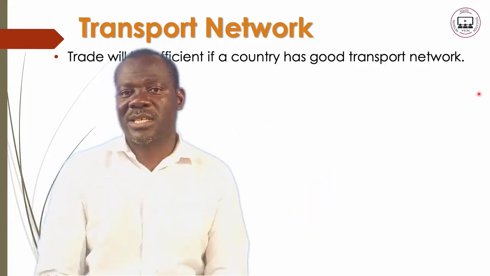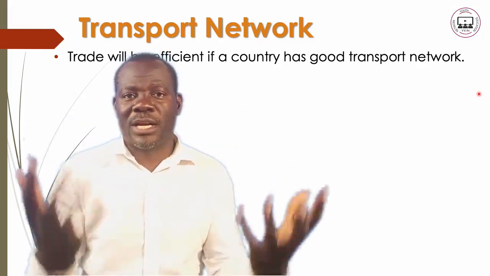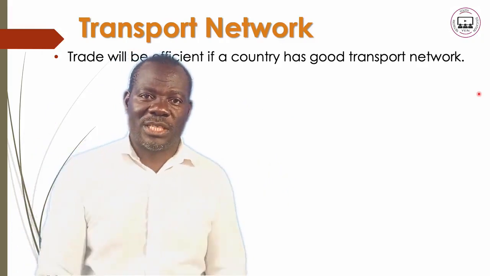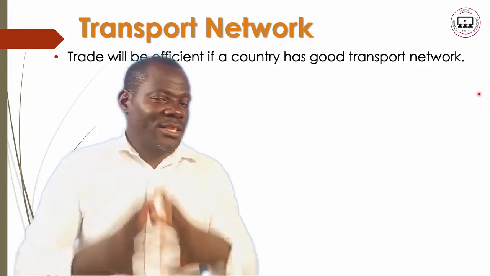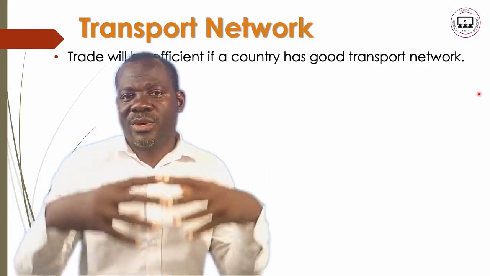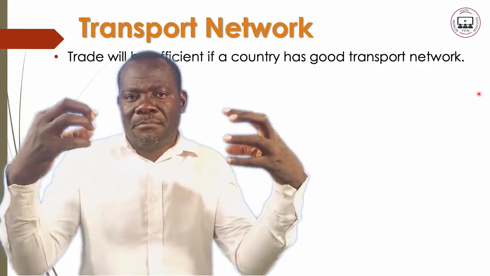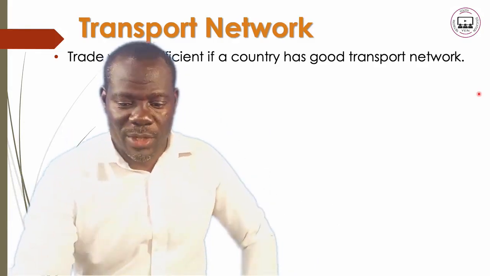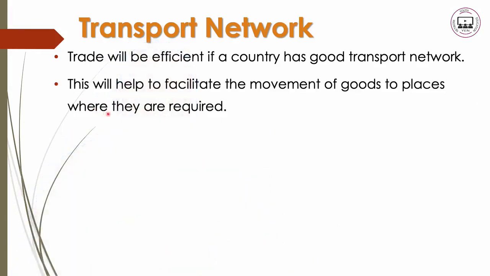I've just given one example of Chitipa, but if you look around in Mwanza, you talk of the same things, not well connected. In Chikwawa, the same. In most areas, you find that the rural areas where many things are produced are not connected to a good road network. A good network will help to facilitate the movement of goods to places where they are required.